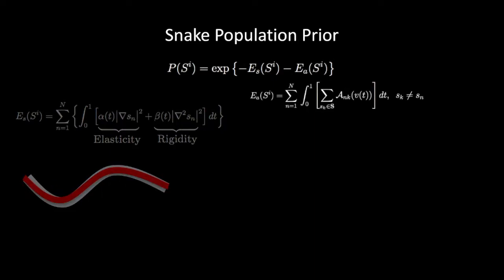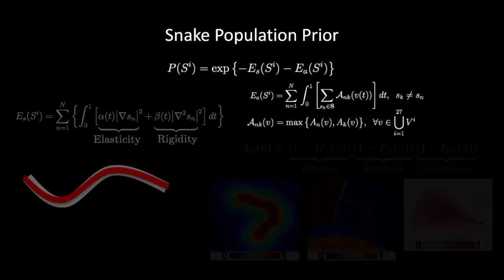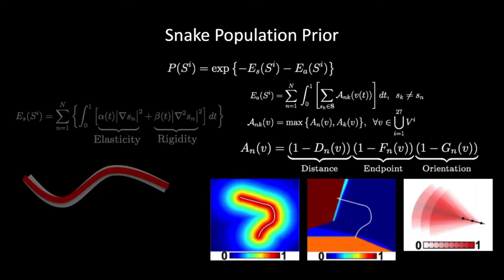The attraction model is the sum of the attraction maps produced by a pair of snakes. The attraction energy is influenced by three factors. The first factor is the distance from the snake. The further from the snake, the lower the degree of influence. Second, only snake endpoints create attraction. Last, the snake attracts only along the snake's orientation.